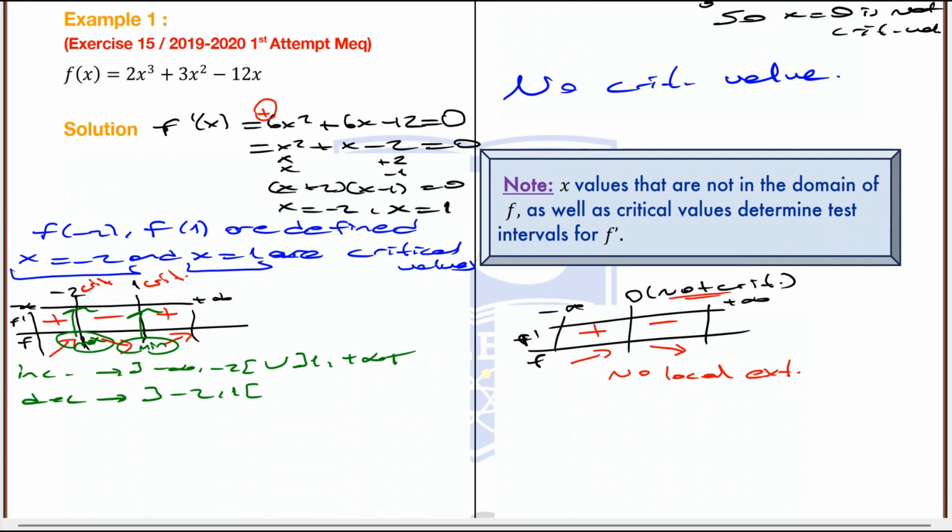So increasing intervals from negative infinity to 0, exclusive, decreasing intervals from 0 to infinity. That's it. This is a way of solving the question. We have, of course, another way.